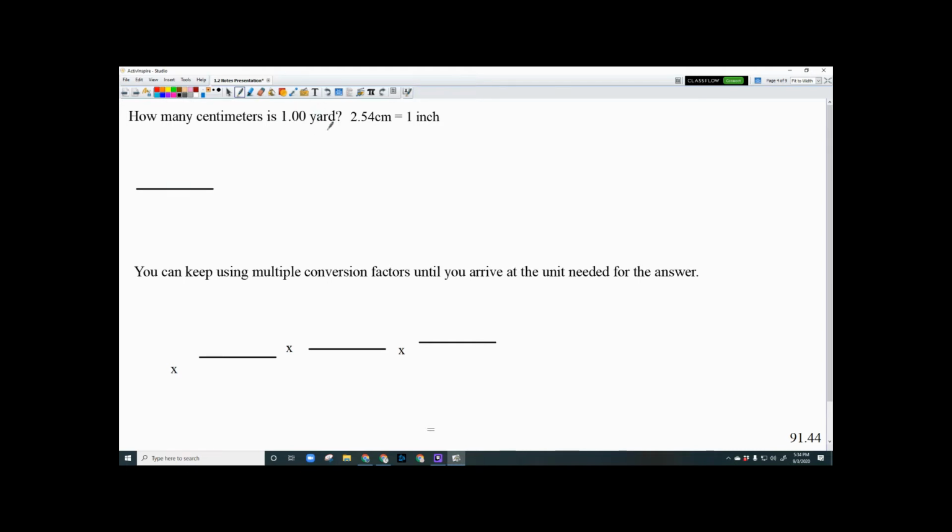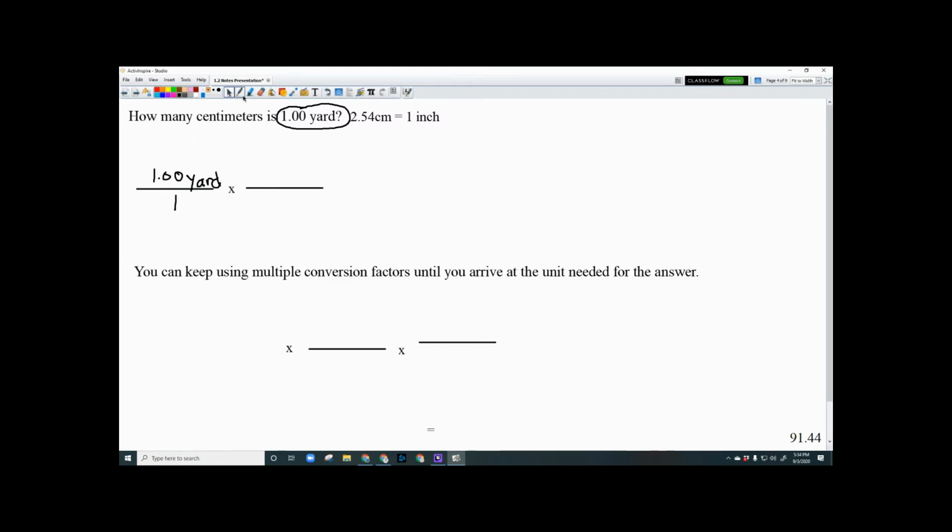So our given here is 1.0 yards. So I'm going to take that and I'm going to put it over 1. We're going to make it a fraction. Putting it over 1 doesn't change anything. Okay. So the next thing that I'm going to do is I'm going to add a multiplication sign because we're going to multiply by a conversion factor that's written as a fraction. So I'm going to put times and then I'm going to draw a line just like that.